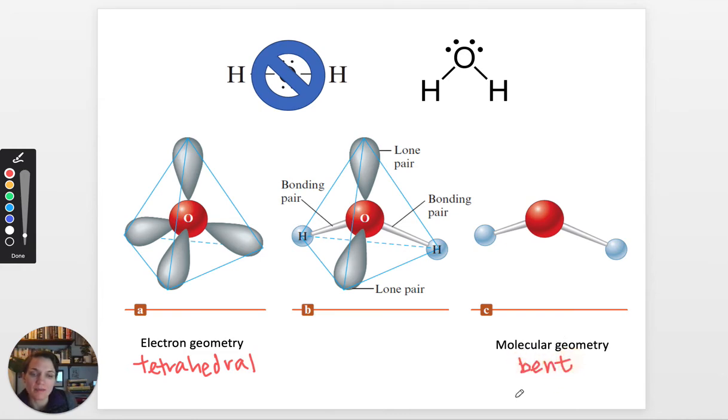I don't care which one you use. Your book uses V-shaped. A lot of other resources use bent. Don't care which one you use. They mean the same thing.